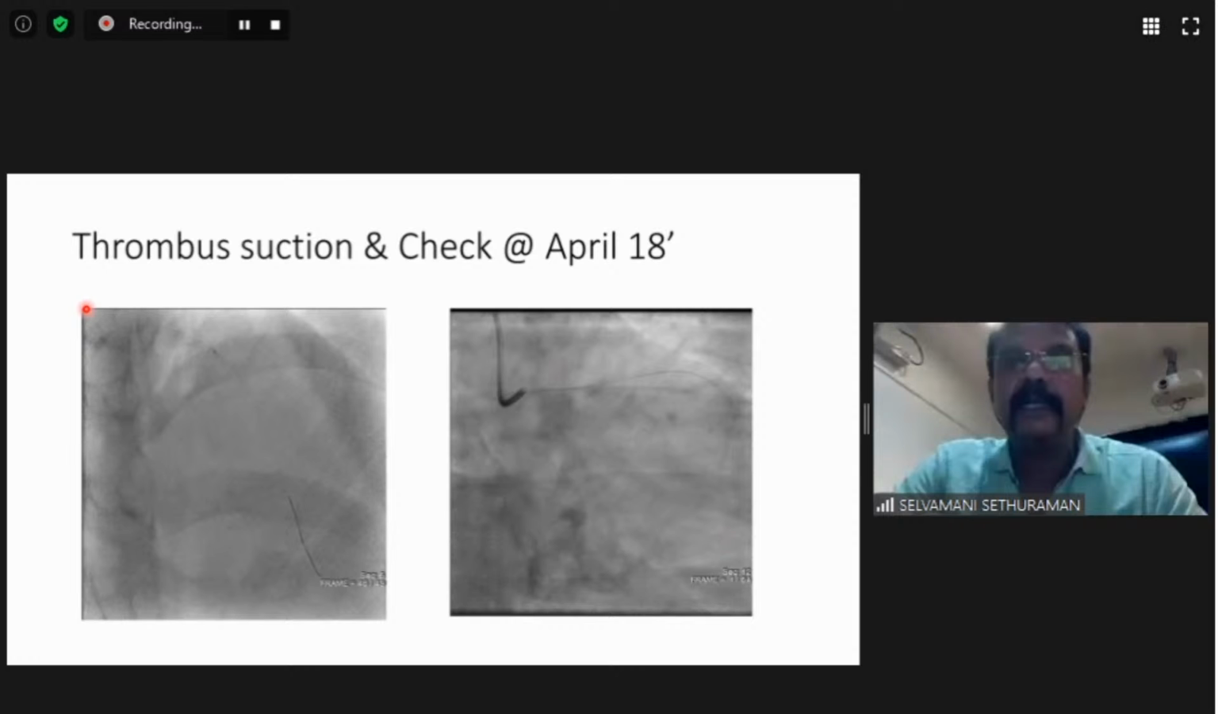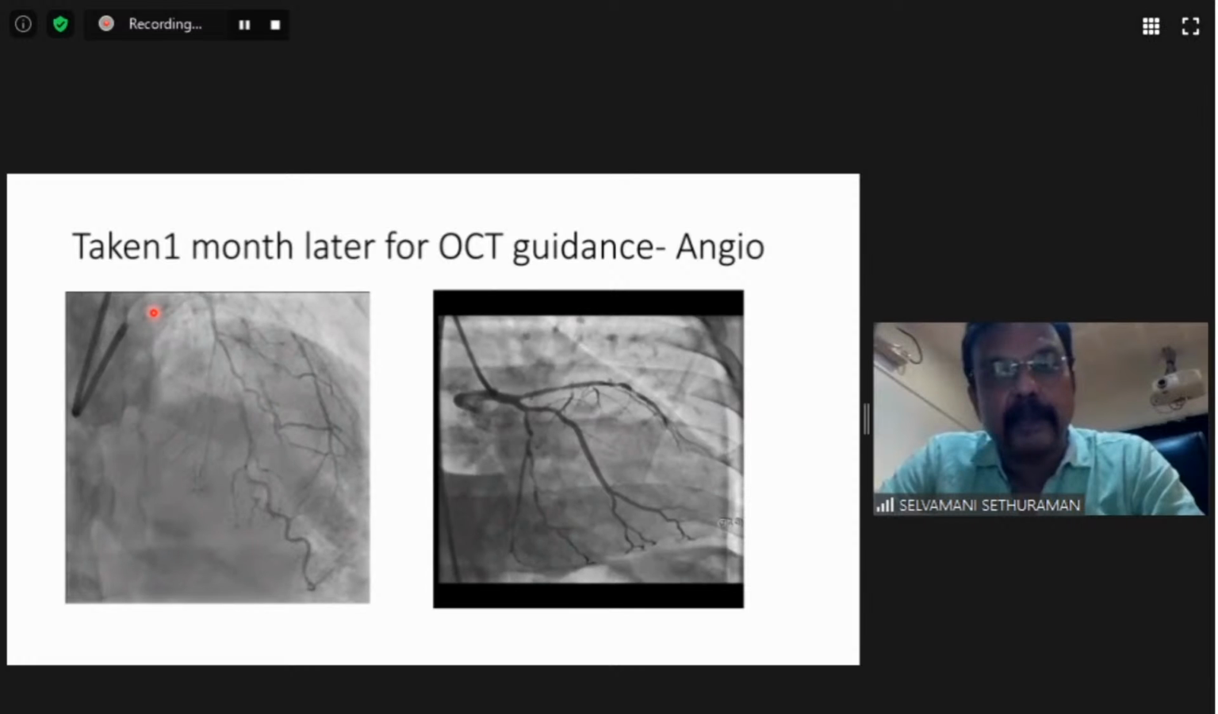So one month later, he comes for further workup. At that time I did an angiogram, and it looks like this. This is the BVS area, where we had the stent thrombosis, which got relieved by the thrombosuction. And this is the angiogram. With this finding, I thought imaging was the next step, so we went ahead, and this is the imaging you have.